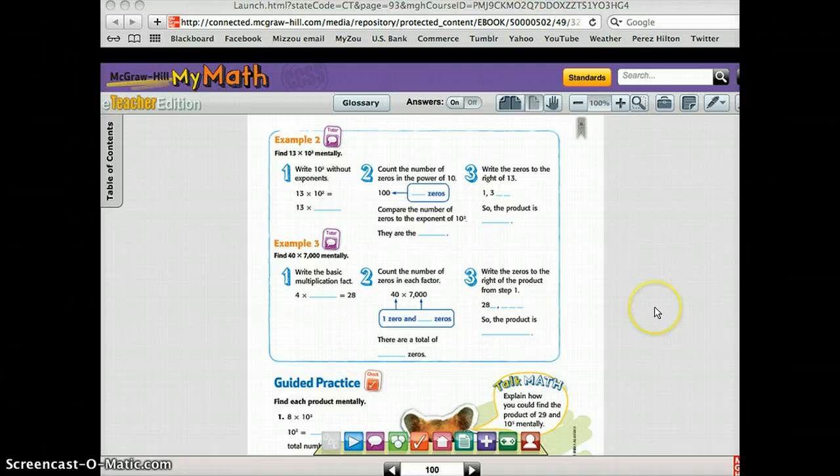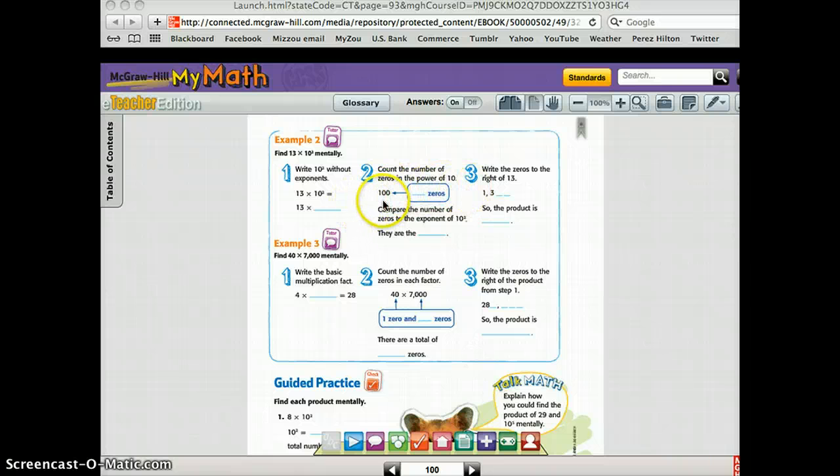Okay, so if you look at page 100 in your textbook, I think it gives you really good steps that you can work on. First it shows you a step for if you're dealing with exponents. It gives you the example 13 times 10 to the second power. It tells you first write it without the exponents. So we know that would be 13 times 10 times 10, because 10 to the second power would just be 10 times 10. Then you're going to count the number of zeros in the power of 10.